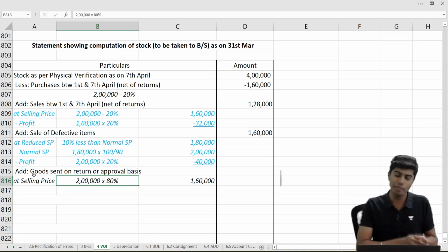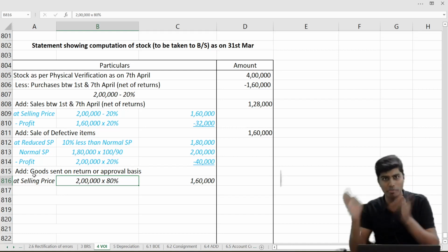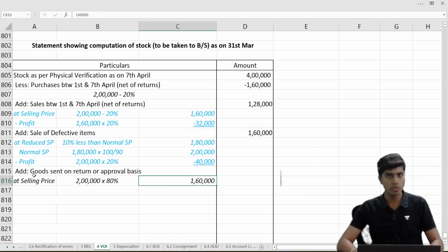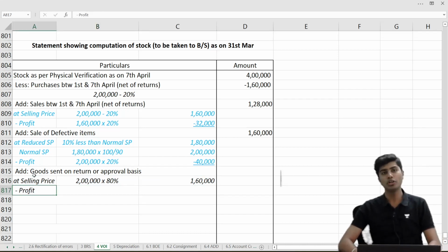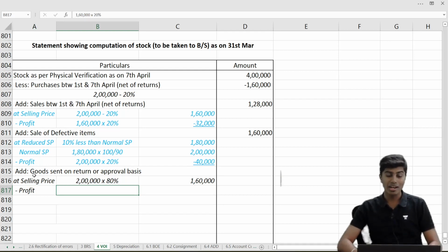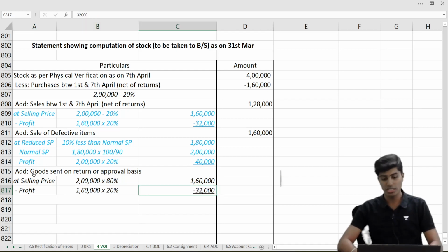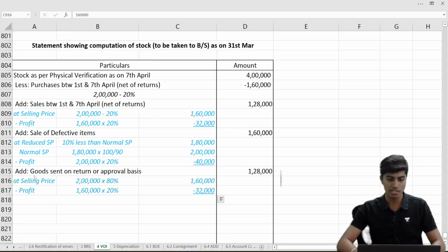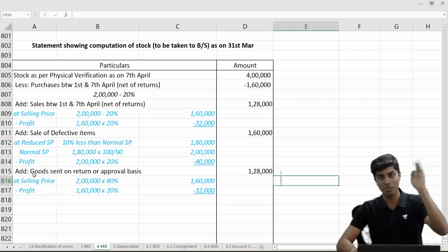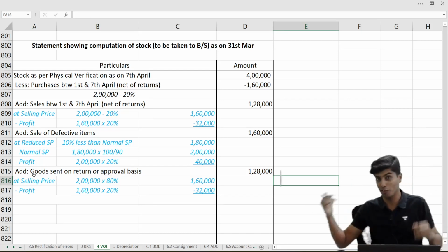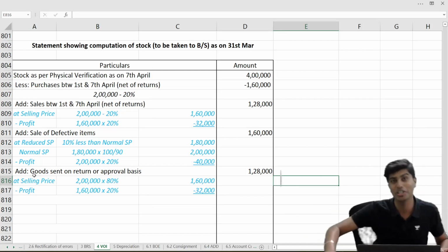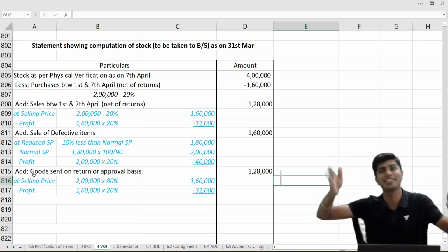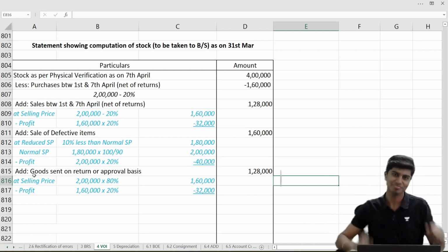100% should be included, 20% is already included. So now I'll include only the balance 80%. 2 lakh into 80% is 1,60,000. I'll eliminate the profit on the same, which is 1,60,000 into 20%, which is 32,000. If I eliminate that, I'll get 1,28,000 to be the value at cost of goods sent on return or approval basis, remaining unsold with the recipient, not included in our inventory on 7th of April. So now it is included in determination of inventory to be shown in the balance sheet on 31st of March.